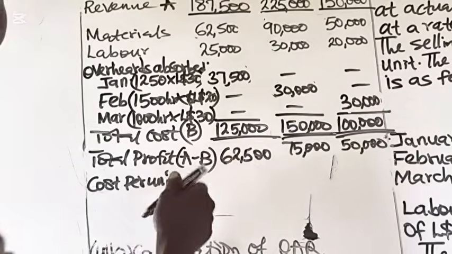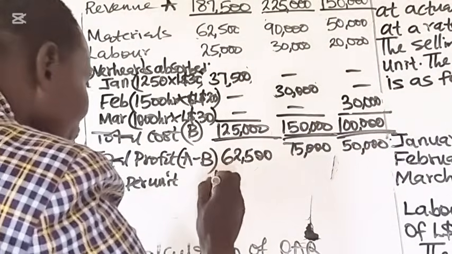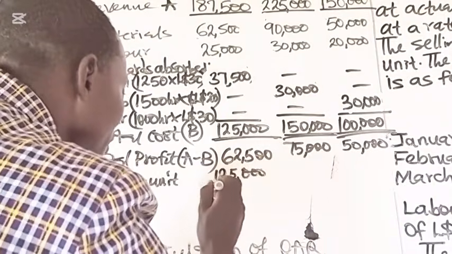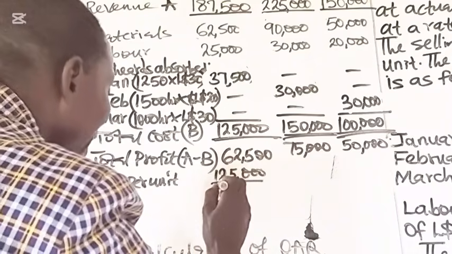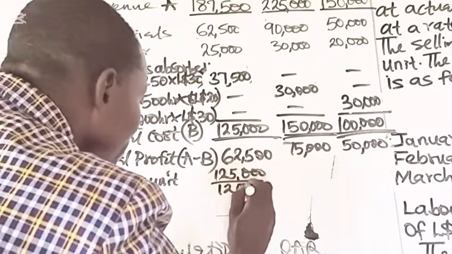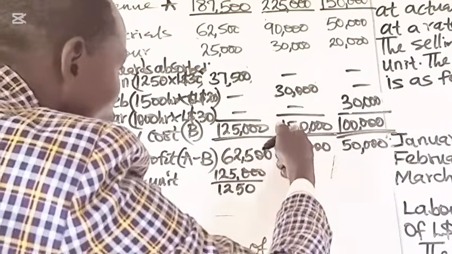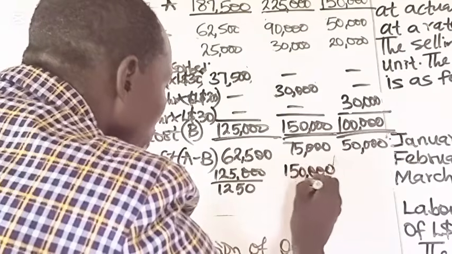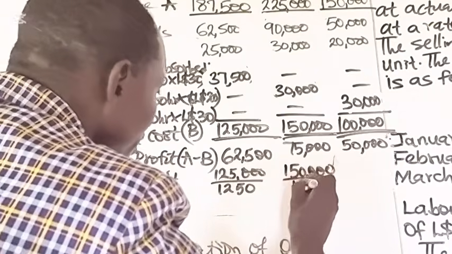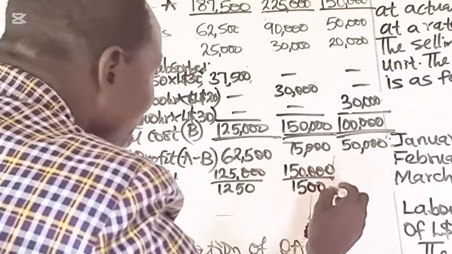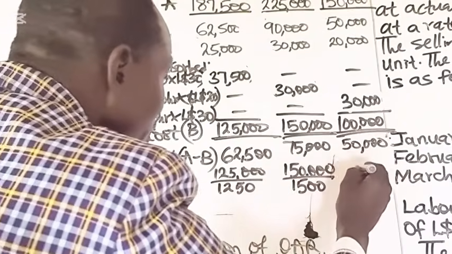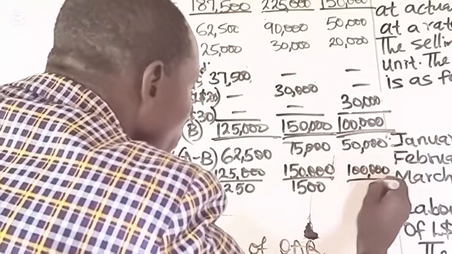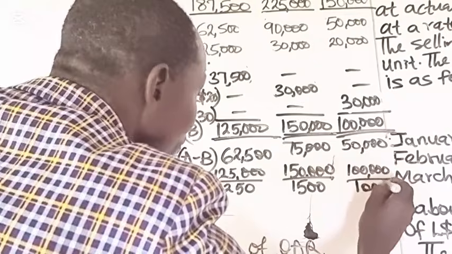And the total cost is 125,000 divided by the batch output, 1,250. In the month of February, the total cost is 150,000, and the batch output is 1,500. And in the month of March, the total cost is 100,000, and the batch output is 1,000.